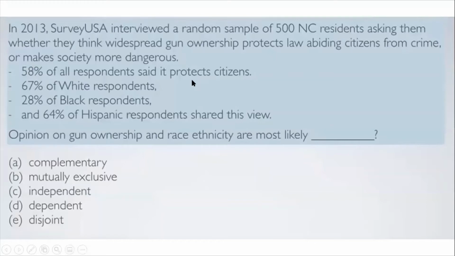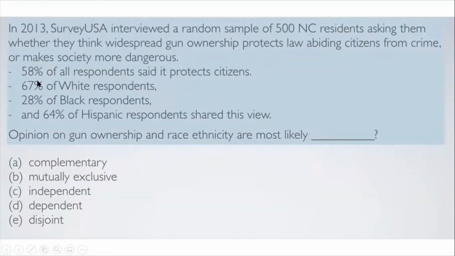So let's take a look at this. In 2013, SurveyUSA interviewed a random sample of 510 North Carolina residents, asking them whether they think widespread gun ownership protects law-abiding citizens from crime or makes society more dangerous. 58% of all respondents said it protects citizens.